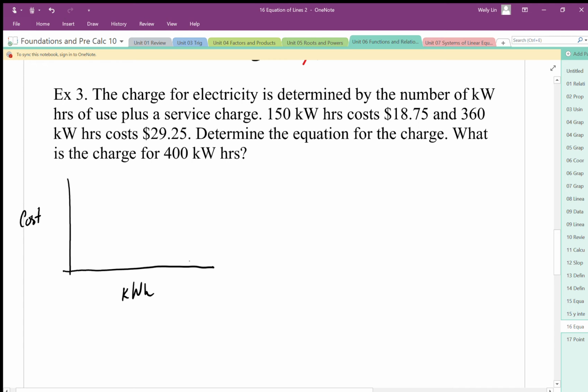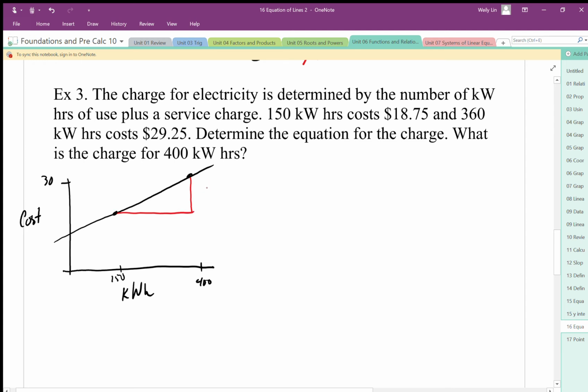And so we're going to maybe go up to 400 kilowatt hours here, and let's say our charge is $30 up here. So at about 150 kilowatt hours, our charge is about 18, should be a little bit past halfway there, so $18.75. And at 360, maybe somewhere around here, is going to be close to $30. Okay, so I just want to get a visual idea what my relationship looks like. I know I have positive slope.